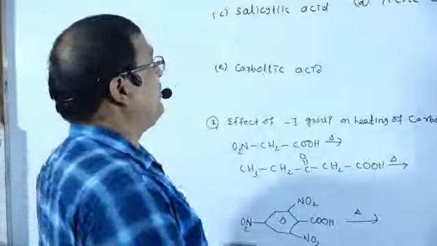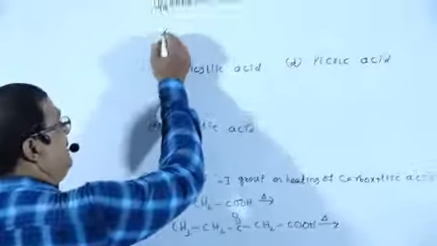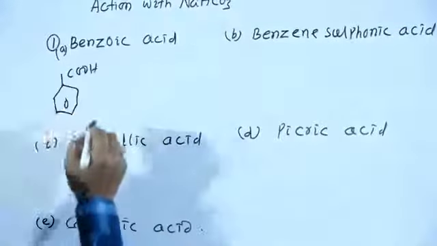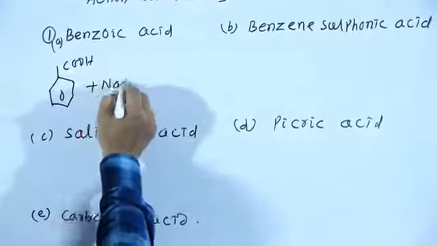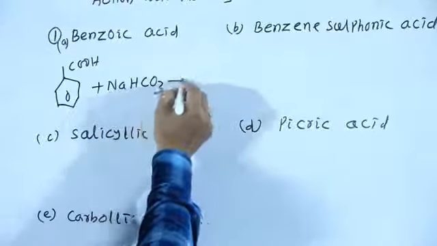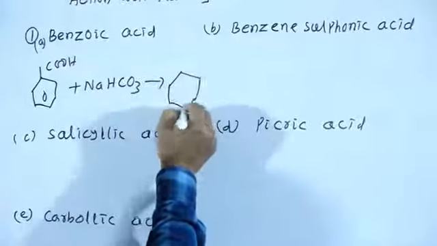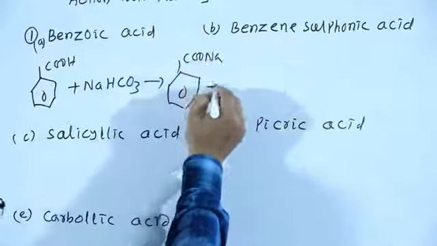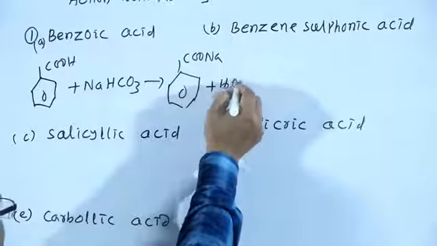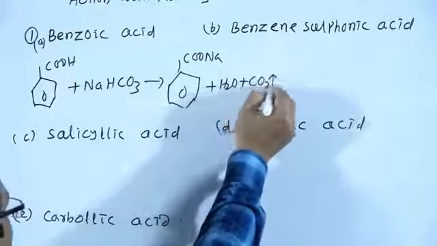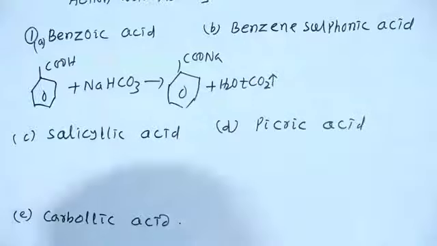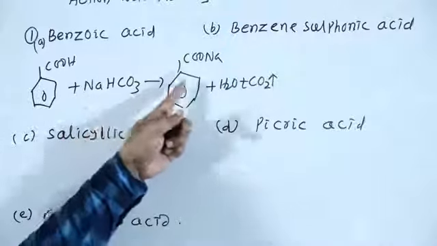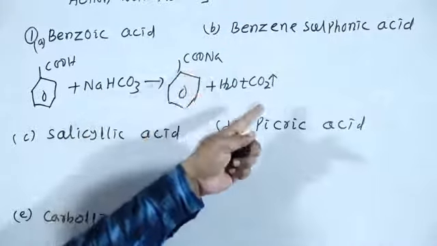The first one, benzoic acid, has the formula of a benzene ring containing a COOH group. It is treated with sodium bicarbonate, so there is the formation of sodium benzoate, COONa, plus water plus carbon dioxide. There is the release of carbon dioxide in the case of benzoic acid.